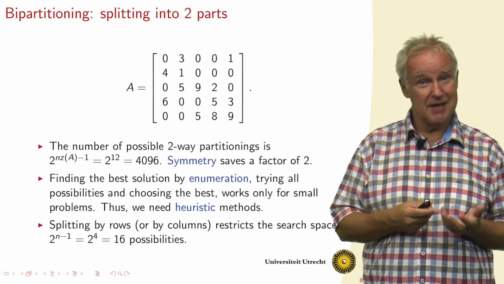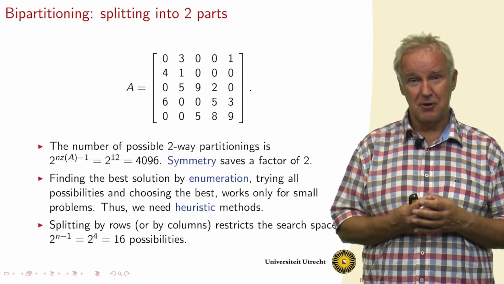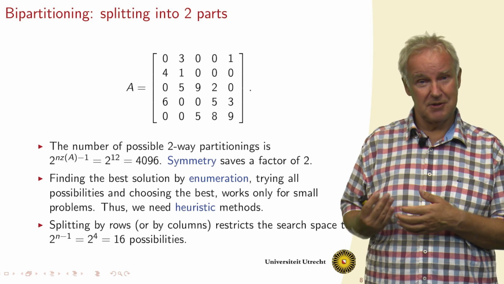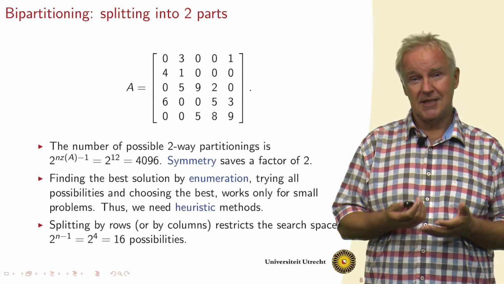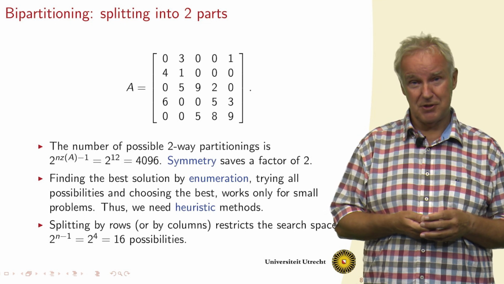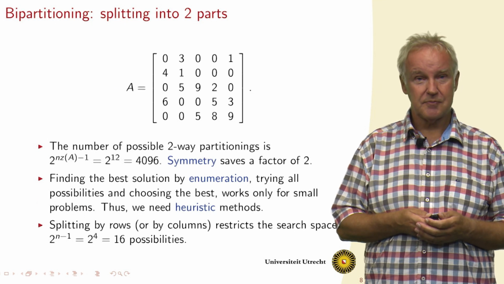At least we don't have horizontal communication. Or we do that by row. Or we could try both and take the best. That's the Mondriaan approach. And in this case, for such a matrix, we only have 16 possibilities to check. So that is a lot easier.